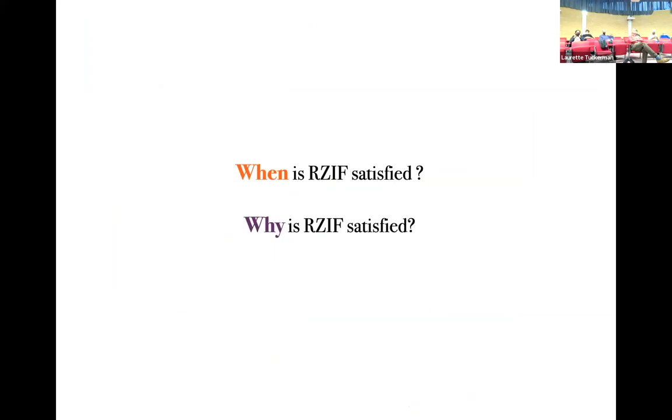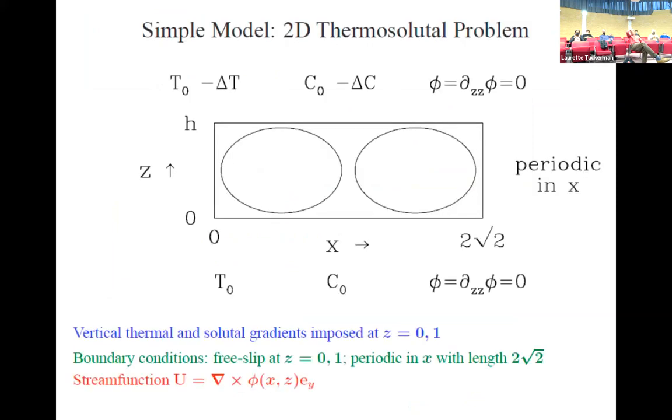So question: when is RZIF satisfied and why is RZIF satisfied? Right, we said it was unjustified. We can do a little better than that, right? Okay, so let us do a different problem.